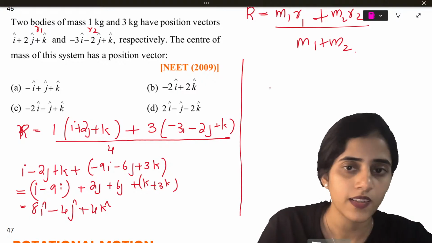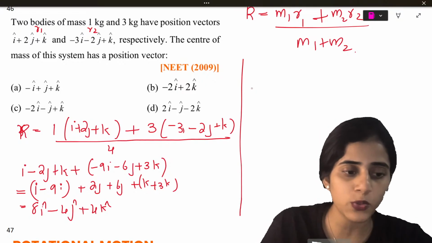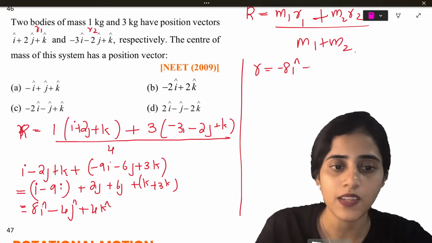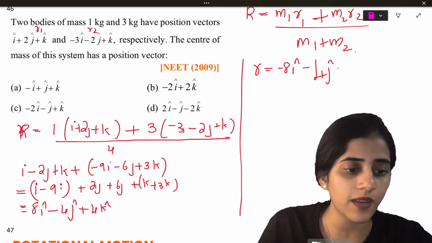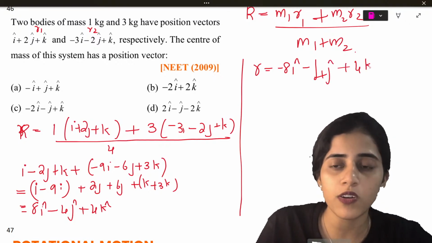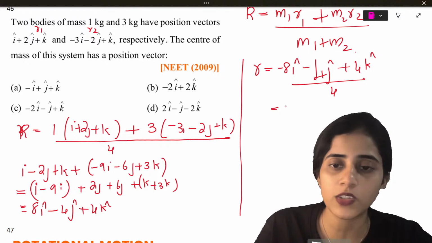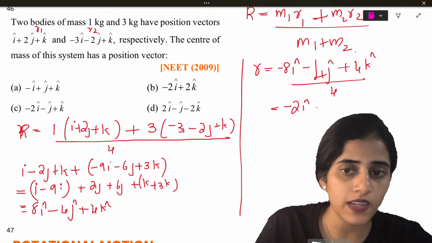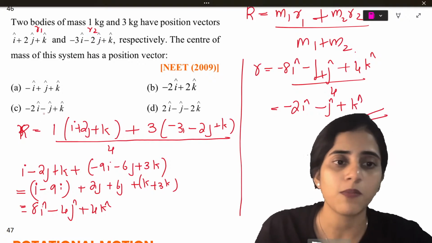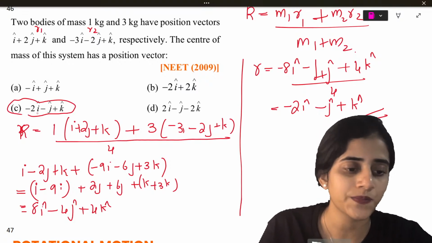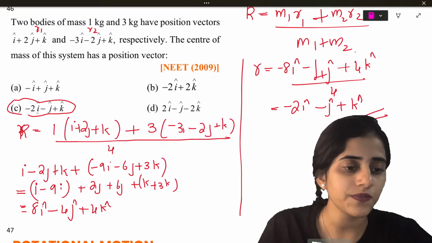So M1 plus M2 is 4. So R is going to be equal to (minus 8i cap minus 4j cap plus 4k cap) divided by 4. Dividing everything by 4, minus 2i cap minus j cap plus k cap, which is option C. Are you all getting option C?